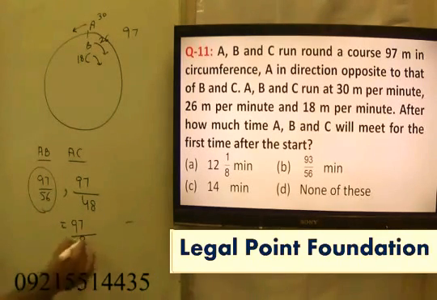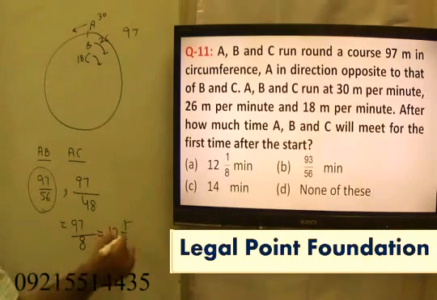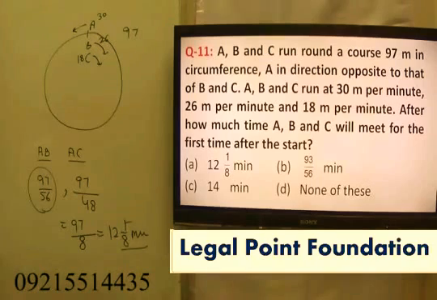So it would be 97 upon 8. Answer is said to be 12, 1 upon 8 minutes. That becomes your answer. So here I can say the answer to my question is 12, 1 upon 8 minutes. That's my answer, right? Very simple question.